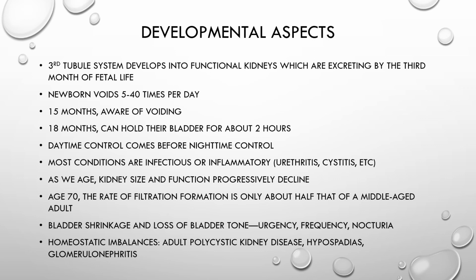As we age, our kidney size and function progressively decline, and by age 70, the rate of filtrate formation is only about half of that of a middle-aged adult, and this is believed to result from impaired renal circulation due to atherosclerosis. In addition to a decrease in number of functional nephrons, the tubule cells become less efficient in their ability to concentrate urine. Another consequence of aging is bladder shrinkage and loss of bladder tone, causing many elderly individuals to experience urgency and frequency.